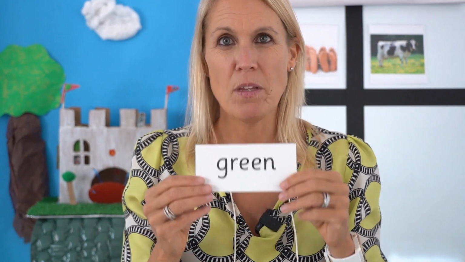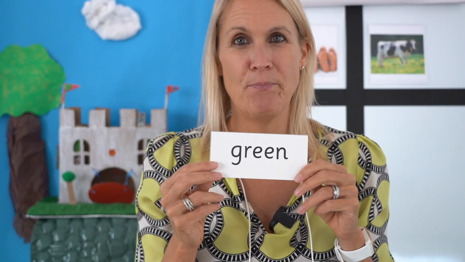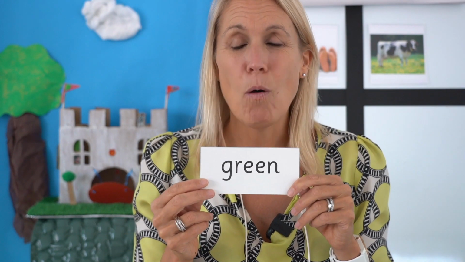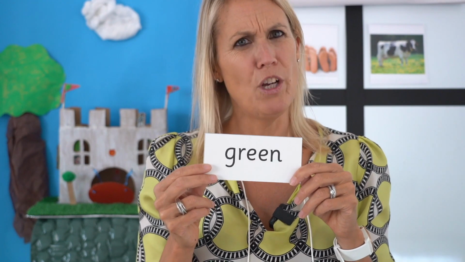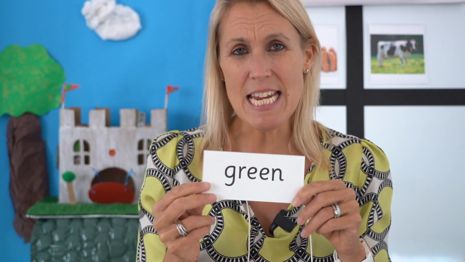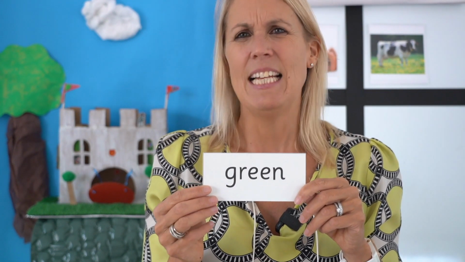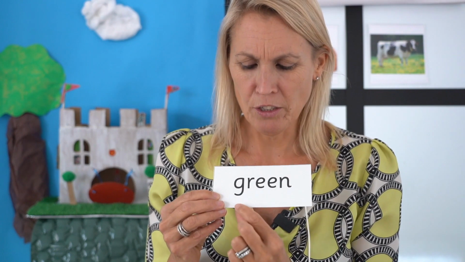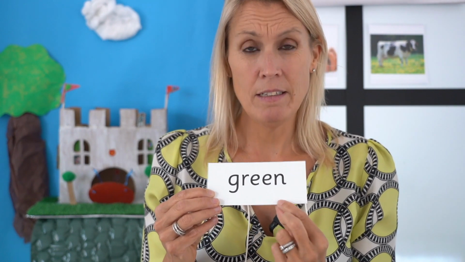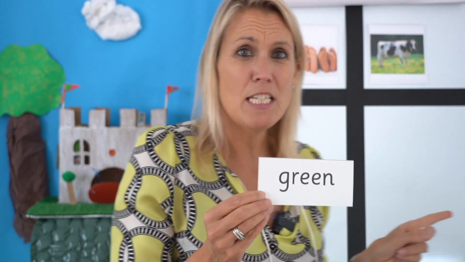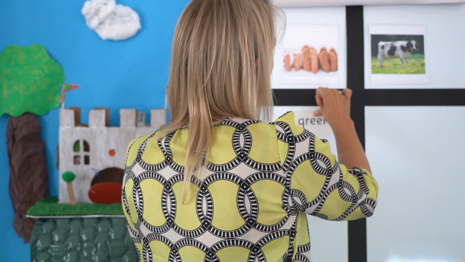Have a look at this one. Read the word. Does it have the grapheme E or ow in it? Help me put the word in the correct place. Shout out E or ow. What do you think? Let's read the word together. G, R, E, N, green. It has the grapheme E, so I need to put it under the feet. Well done. There's my E grapheme under the feet.